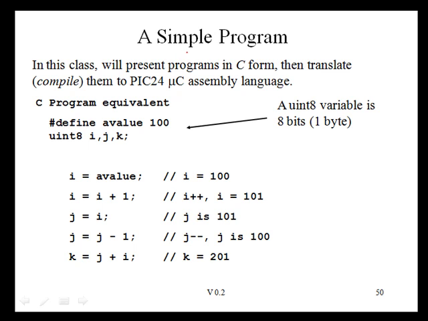At this point, we know enough PIC24 instructions to write a simple program. In this class, we will present all programs in C language form and then manually translate, that is, compile them to the PIC24 assembly language.